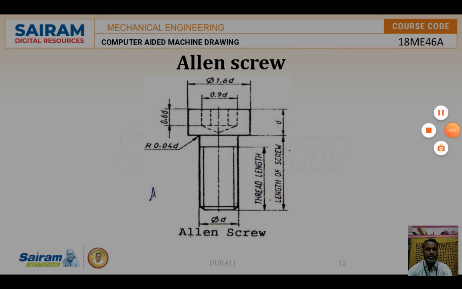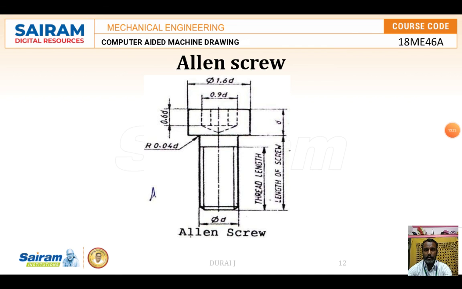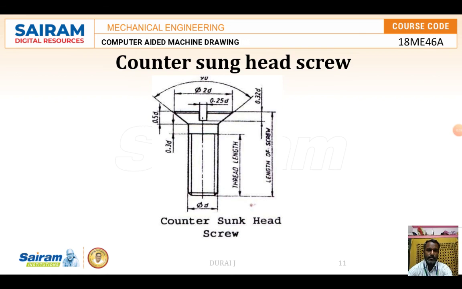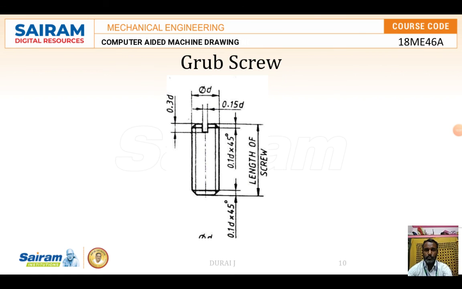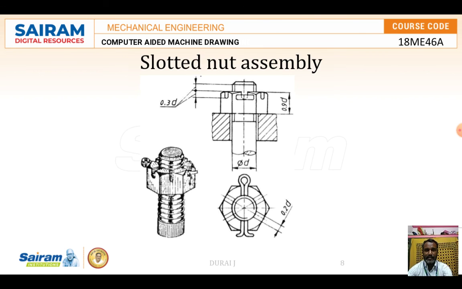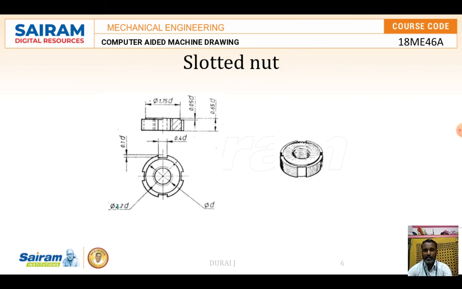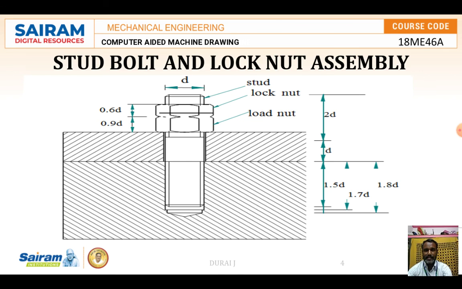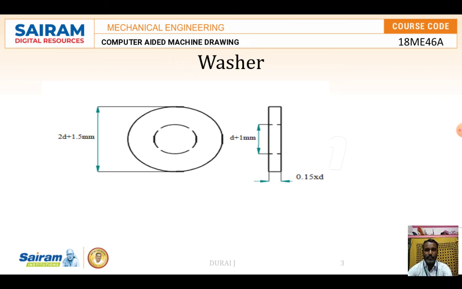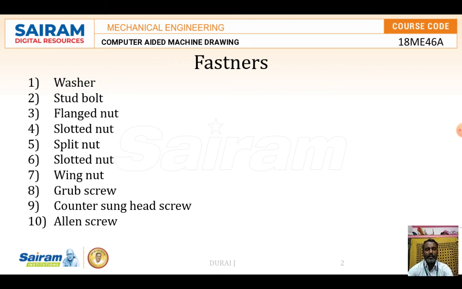Okay, so this is about the Allen screw, countersunk head screw, grub screw, wing nut, slotted nut, flange nut, stud nut, and washer, which come under the fasteners.